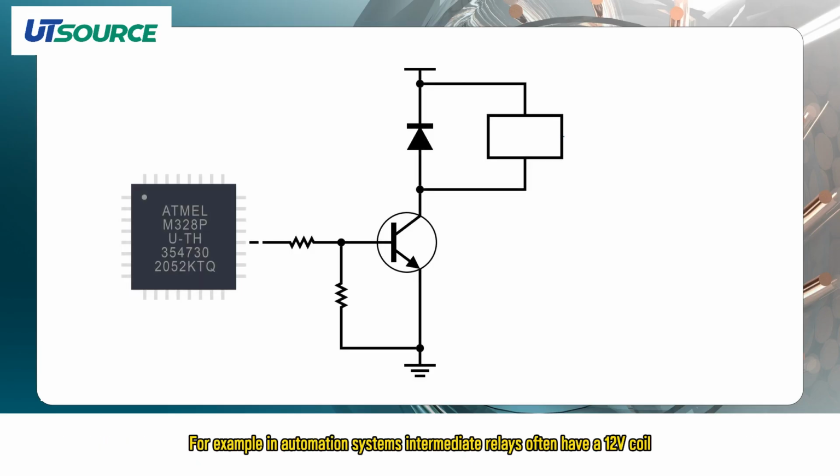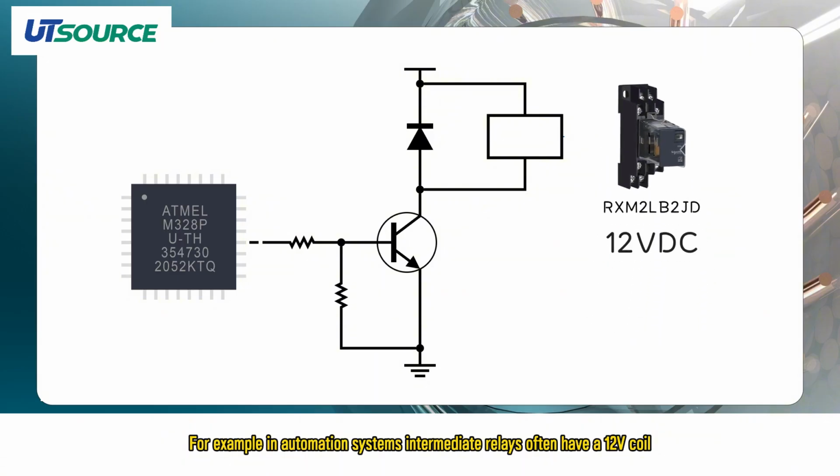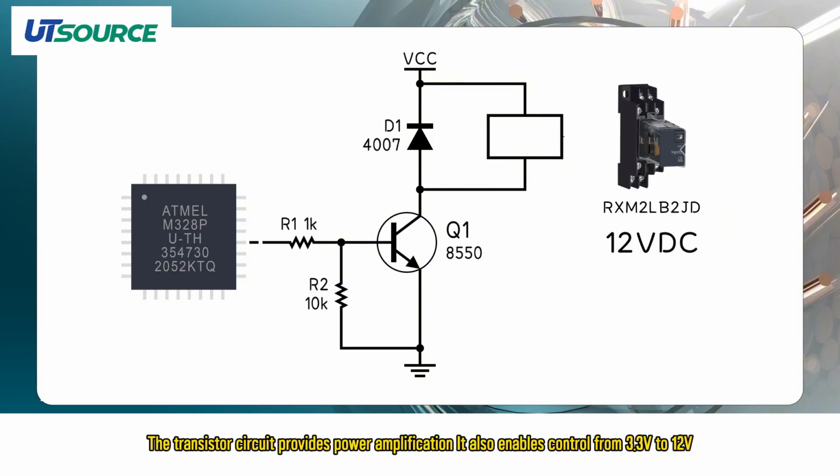For example, in automation systems, intermediate relays often have a 12-volt coil. The transistor circuit provides power amplification. It also enables control from 3.3 volts to 12 volts.